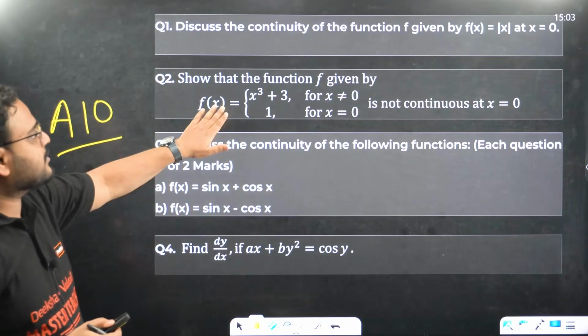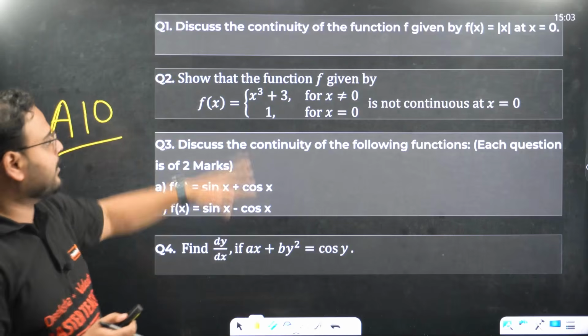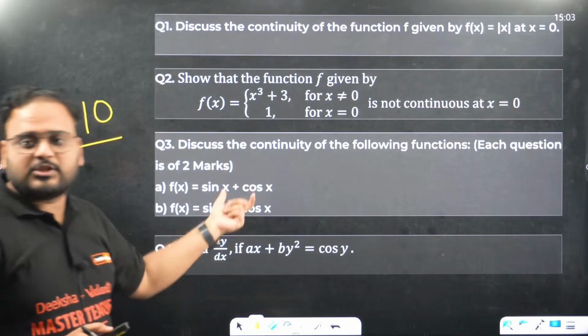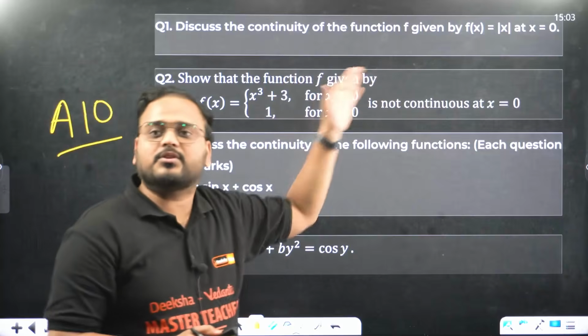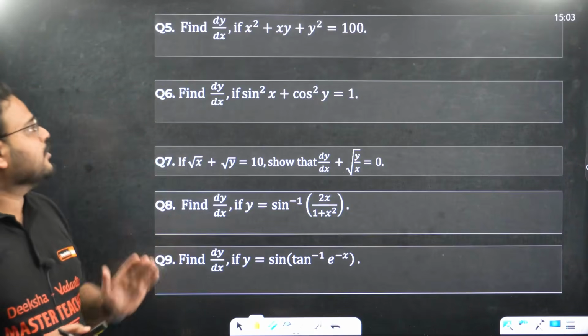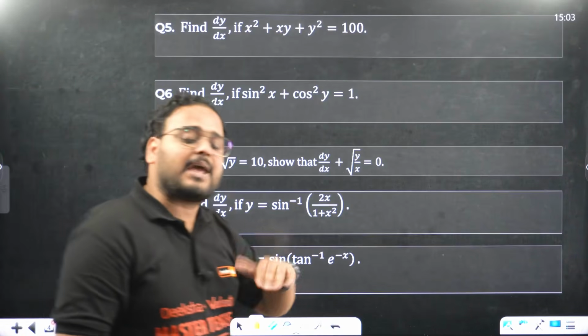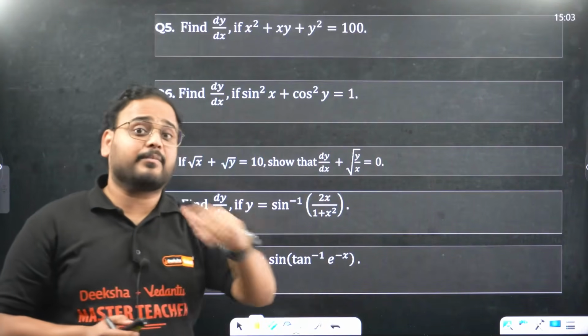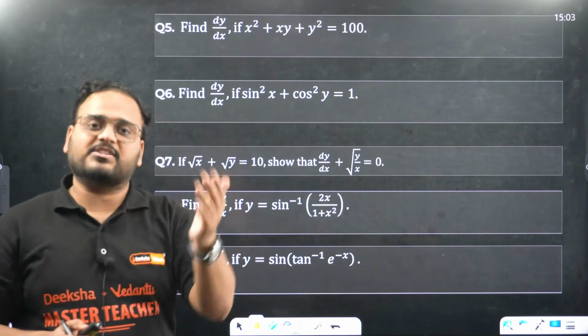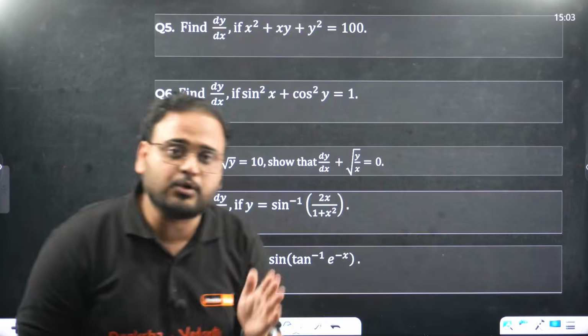This is definition based questions of continuity. Then we have 2 markers to prove. This is on the algebra of continuity. This is on the implicit function. That's on the definition of modulus function. I have taken all the different types of questions possible, and these are all taken from NCERT and from the official question bank of last year given by the board. This year's question bank has yet to come.